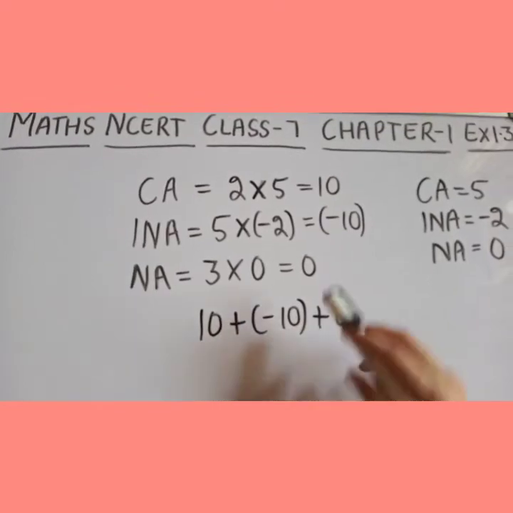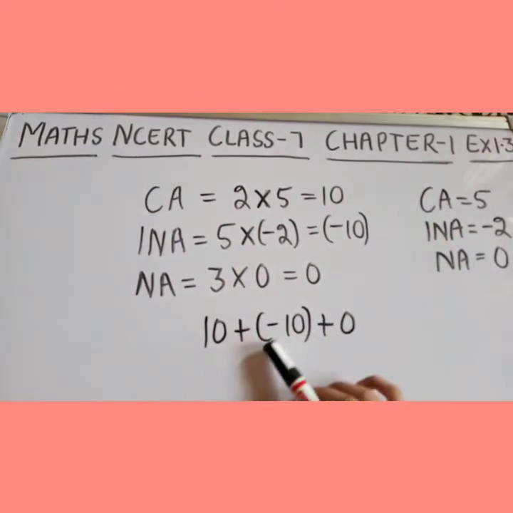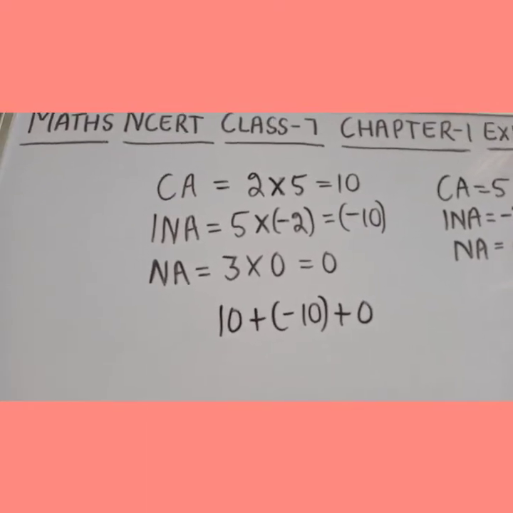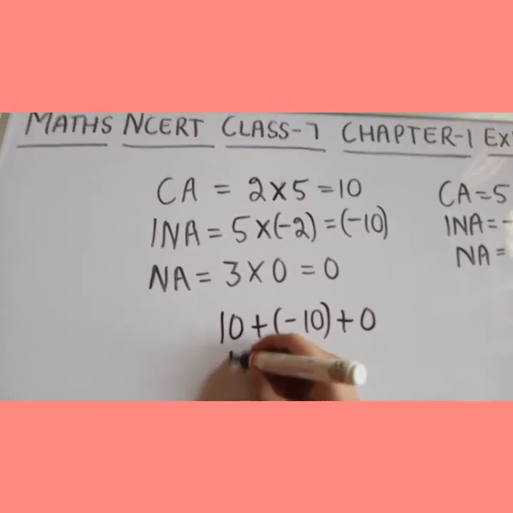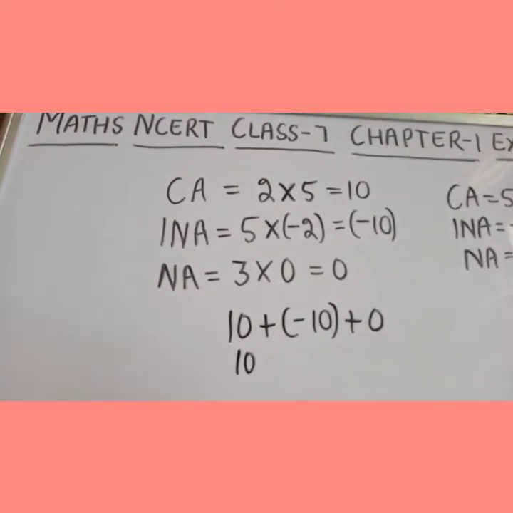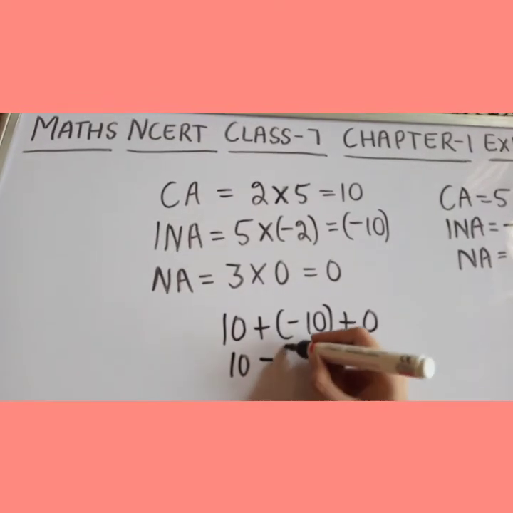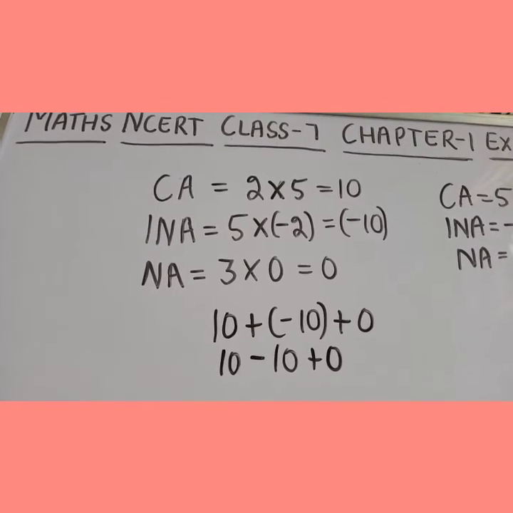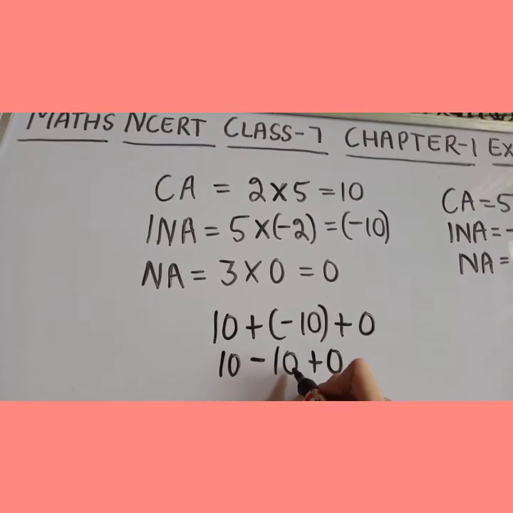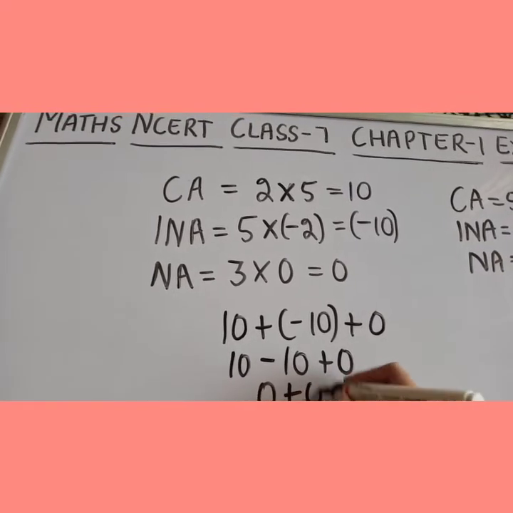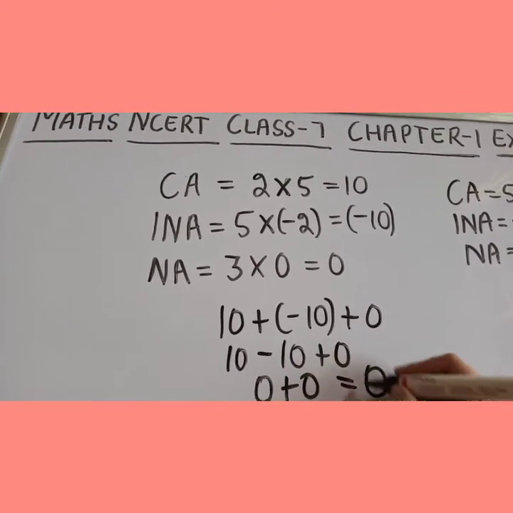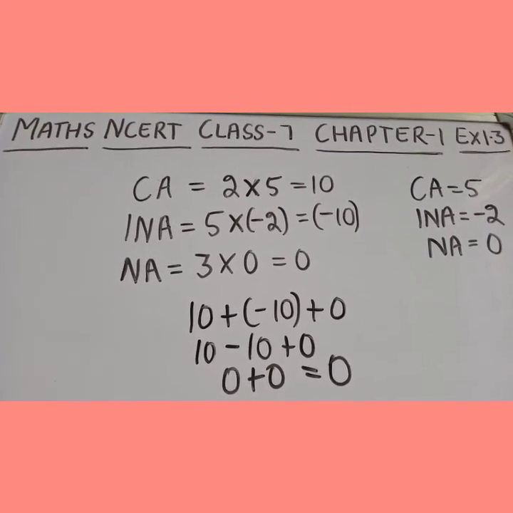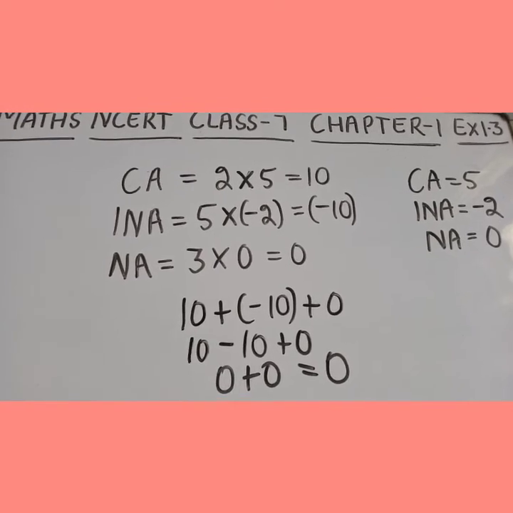Like this you will write 10 plus minus 10 plus 0. Now how will you do the calculation of this? 10 plus minus 10 plus 0. Now 10 minus 10 is 0, plus 0, you will get 0 only. So that means the total marks of Hina will be 0.